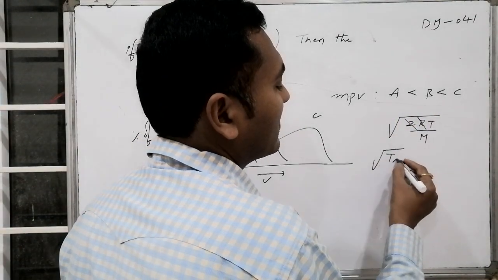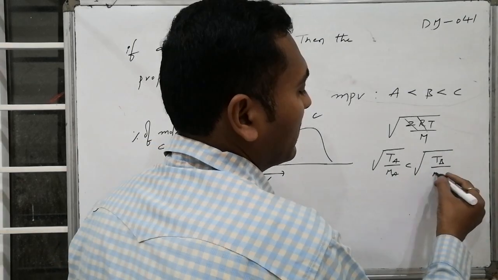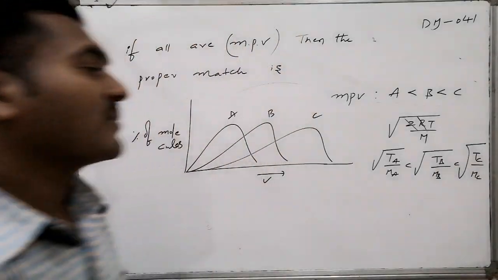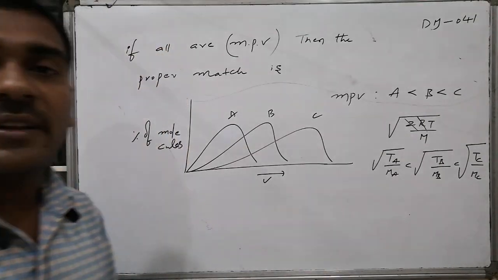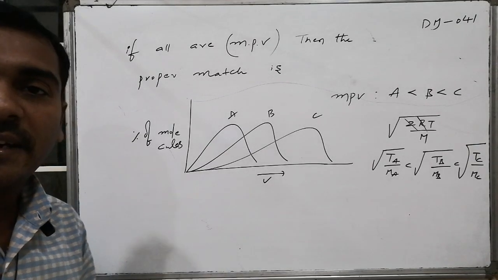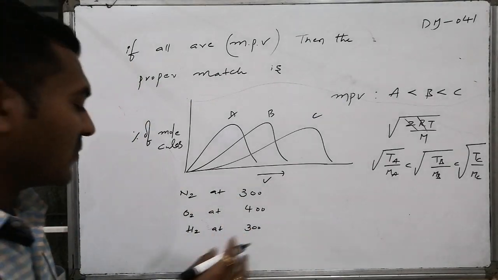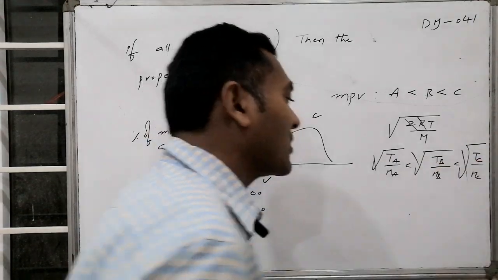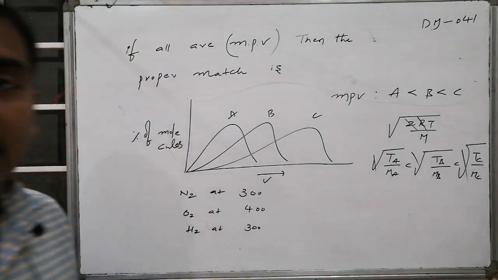Let us take A: TA by MA should be lesser than TB by MB, and TB by MB should be lesser than TC by MC. Then, under the given options of nitrogen, oxygen and the other gases, we check where T by M of the corresponding gas matches with A, B, C. The given gases are N2 at 300, O2 at 400, H2 at 300. Since it is under roots, I can cancel the roots, so TA by MA should be lesser than TB by MB, followed by TC by MC.